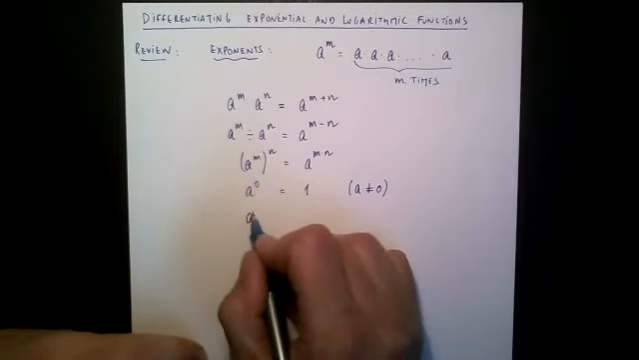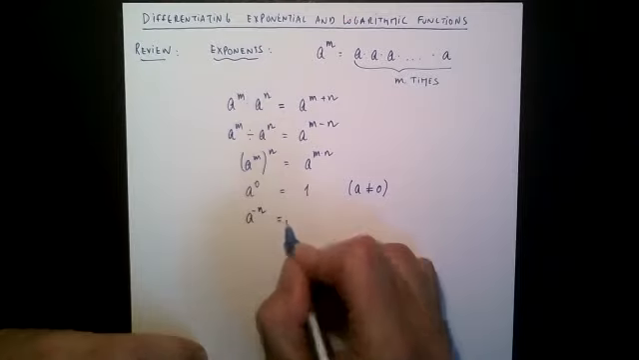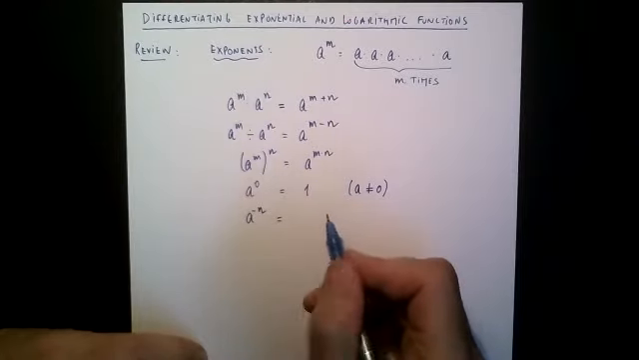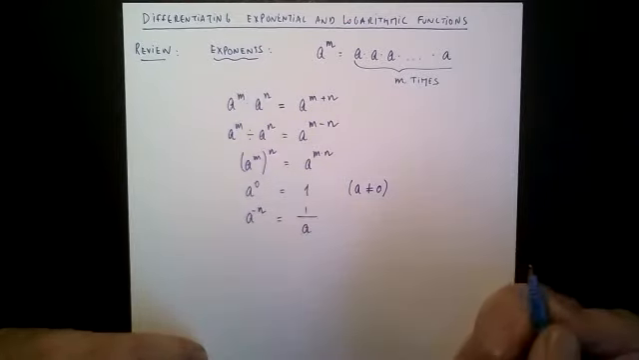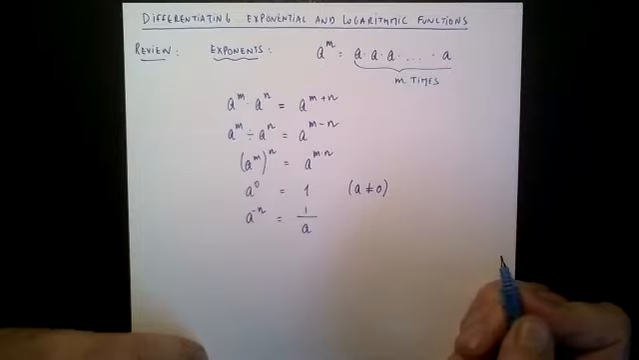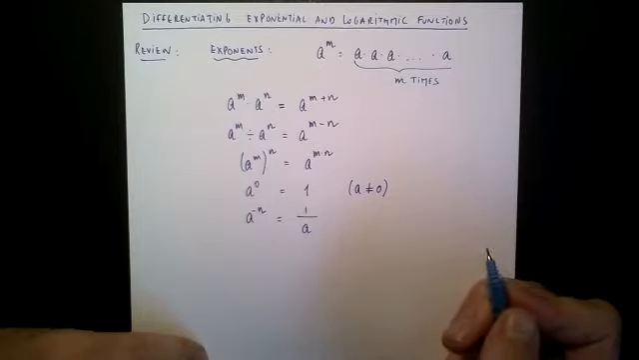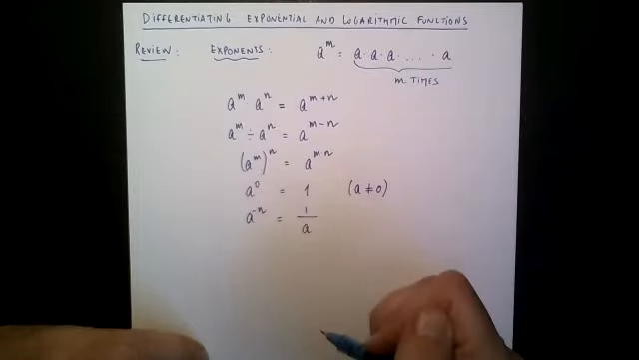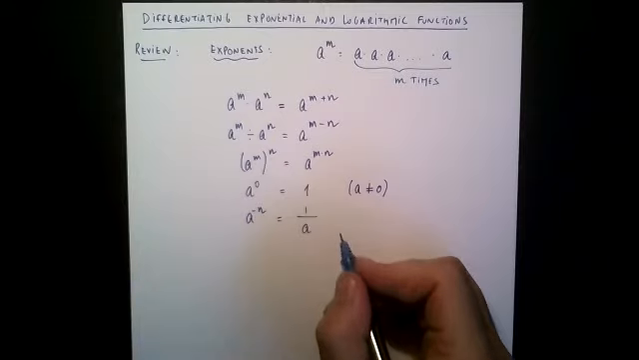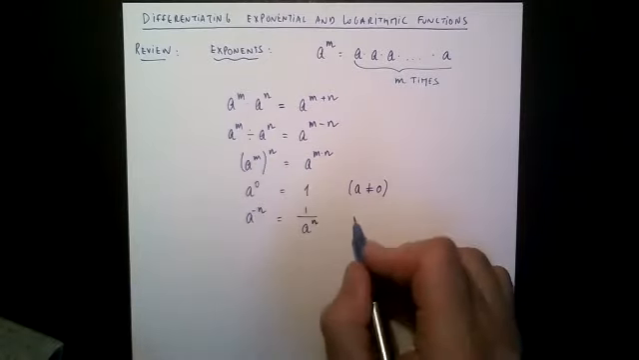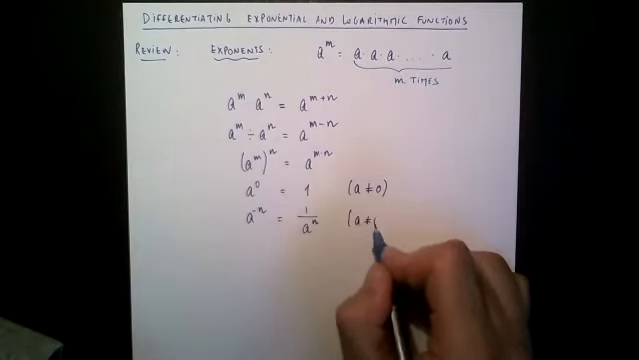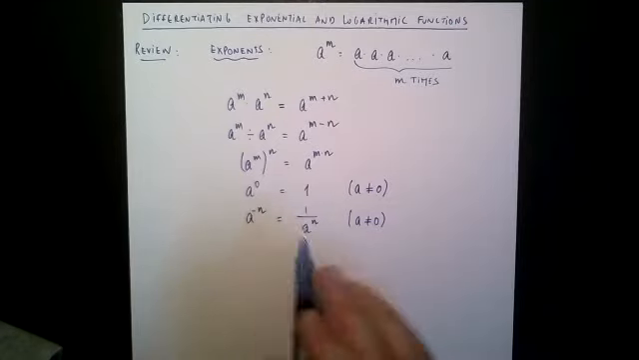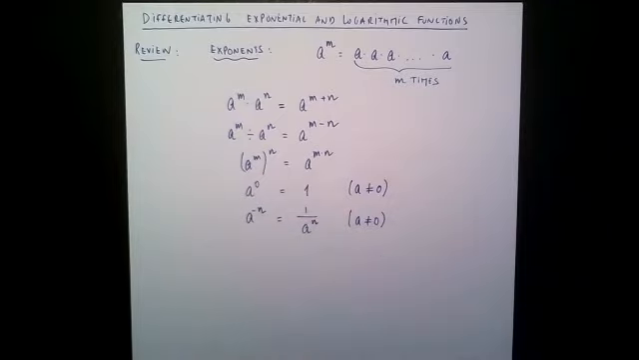Another situation, a power negative n, what is that? 1 over a power n. Good. Again, with a is not 0. If a is 0, then we have 1 over 0, and you have to do a limit for that.